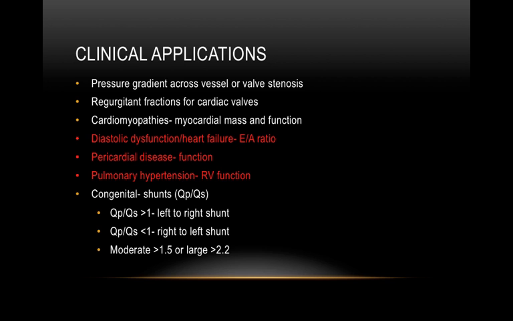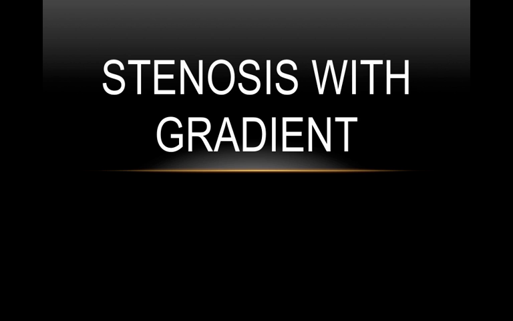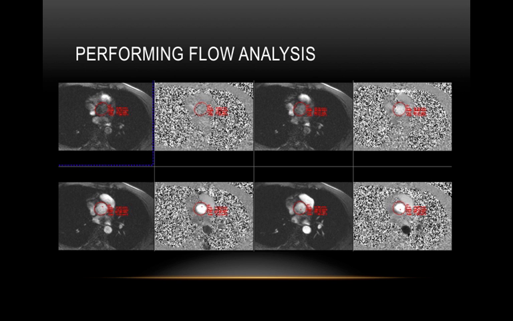Pericardial disease is really just related to function. And pulmonary hypertension, the key thing here is not only left ventricular, but right ventricular function. So if you can perform function, pericardial disease and pulmonary hypertension have nothing special. So we'll look a little bit about the other 4 indications. Now let's look at stenosis to begin with.